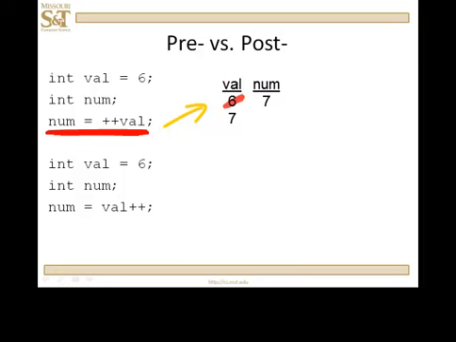Let's go to the other example here. Val starts out as 6. Num has no meaningful value. Now, in the assignment, the increment happens last, so the assignment happens first. Num is given the value of val. It's assigned 6. Then val gets incremented. So you see there is a big difference.